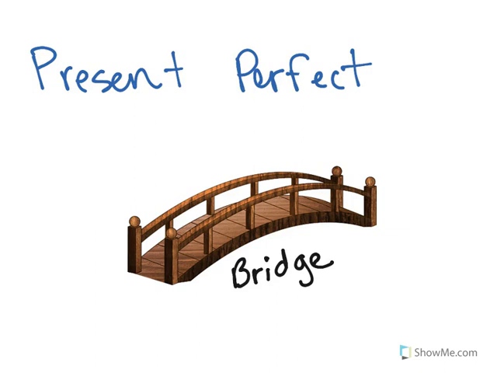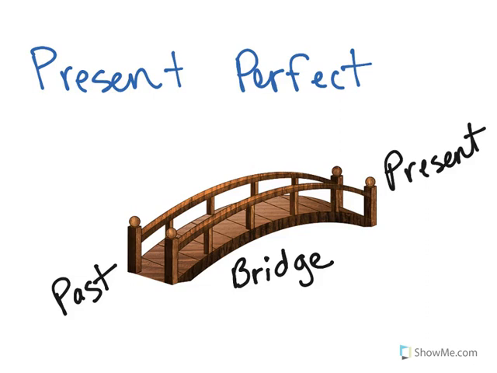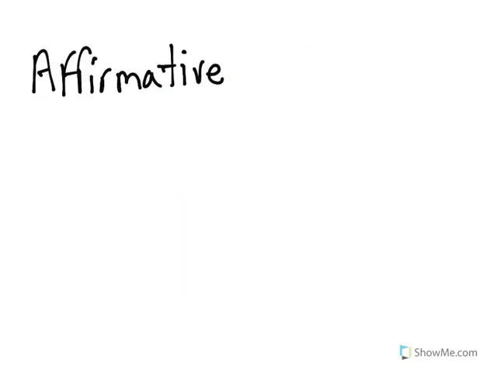I want you to think about the present perfect tense as a bridge. The present perfect connects actions in the past to something that's happening in the present. Now there are a few different ways that we do that with the present perfect, but if you keep that image in mind, a bridge connecting the past to the present, I think that's going to help you to understand the present perfect tense a little bit better. Before we talk about that though, let's review the form of present perfect.